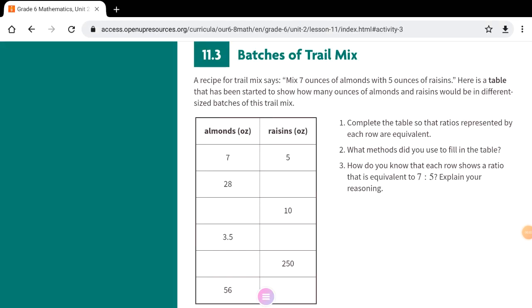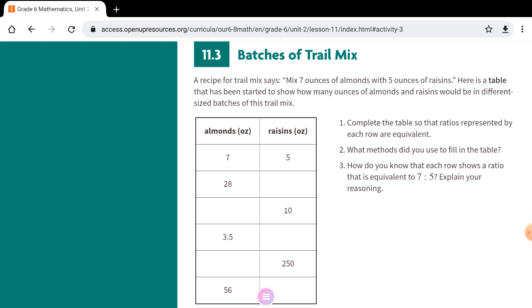Okay, so page 85. There's really nothing new in this lesson except how the information looks. Okay? They're giving us the information in a table instead of a double number line or in a sentence. And then they're going to ask us to find another set of numbers from that table.